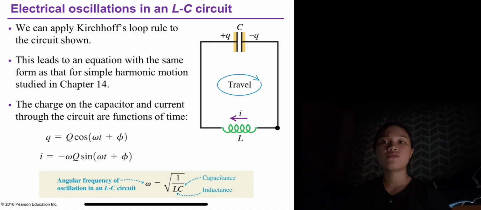The frequency of oscillation depends on the inductance and capacitance. So larger inductance slows the oscillation. Larger capacitance also lowers the frequency. So these relationships allow engineers to design circuits with precise frequencies. So this is very essential in communication and signal processing.